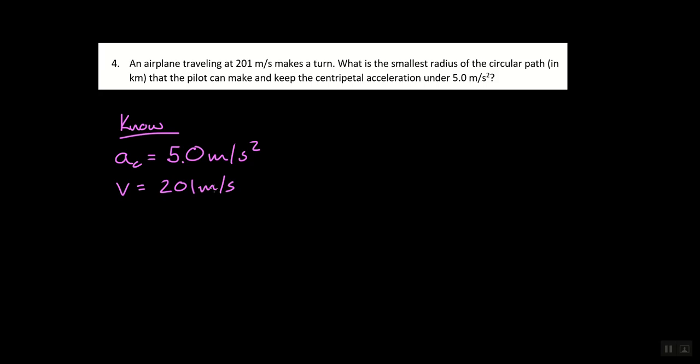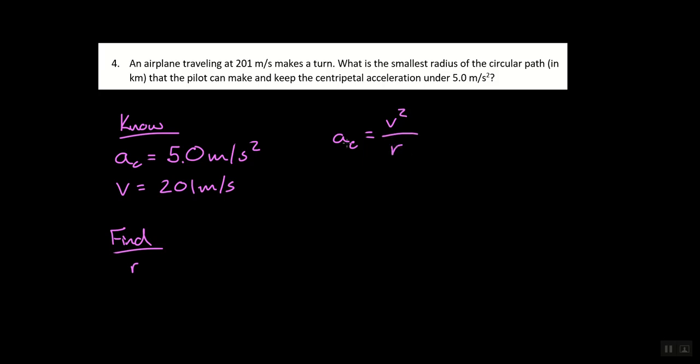Slow or fast? It's super fast. It's like an airplane fast. Now, when we plug this in, we know these two values. We're trying to find what? The radius r. Is there a way to relate centripetal acceleration, velocity, and radius? For sure. Acceleration is equal to v squared over r, right?